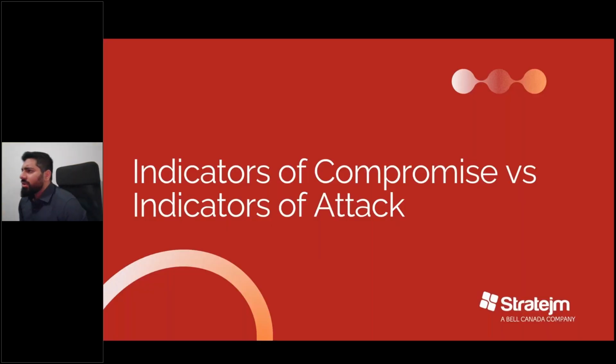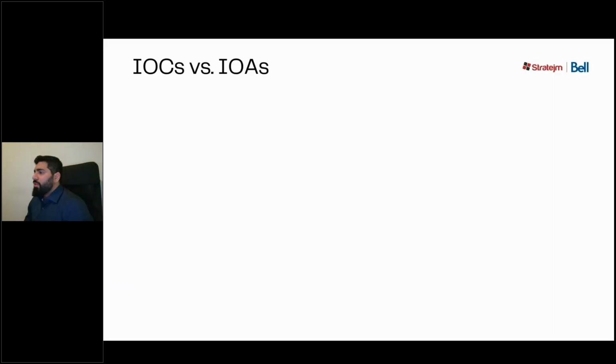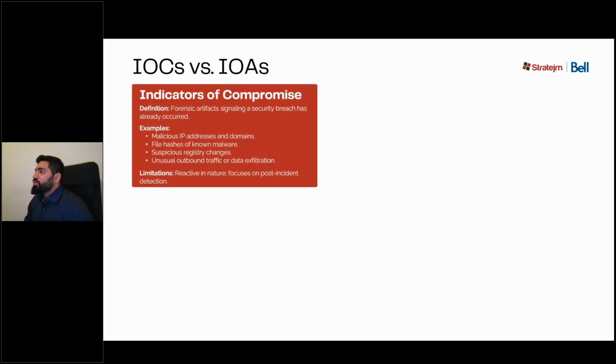Now, we talked a lot about indicators of compromise, behavior-based attack vectors. We talked about indicators of attack. What exactly are the indicators of compromise, right? While both indicators of compromise and indicators of attack play a significant role in threat hunting, over the next slide, we will break down the differences between the two, right? When it comes to detecting cyber threats, security teams rely on two primary types of indicators, the indicators of compromise and the indicators of attack.